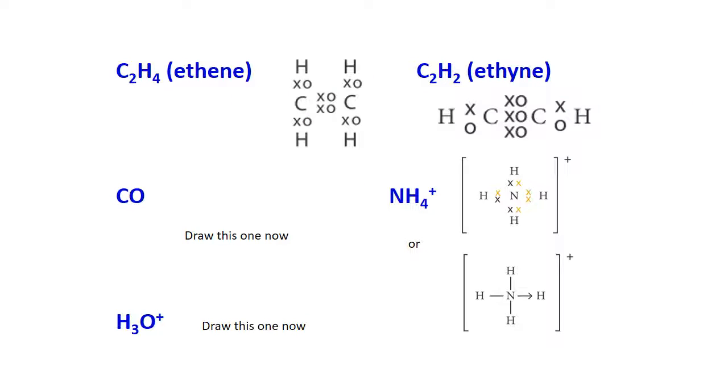Other examples here are ethene, ethyne, carbon monoxide, ammonium, and H3O+. So I want you to pause the video now and see if you can draw carbon monoxide. We've actually looked at it already in previous slides, and we're going to look at the structure of hydronium, H3O+, later. So draw it and see if you get it right.